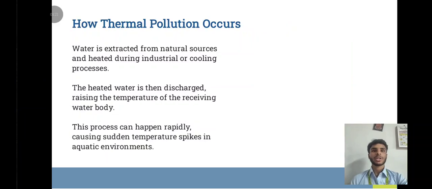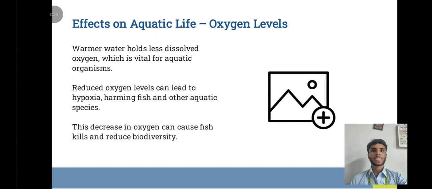How thermal pollution occurs. Water is extracted from natural sources and heated during industrial or cooling processes. The heated water is then discharged, raising the temperature of the receiving water body. This process can happen rapidly, causing sudden temperature spikes in aquatic environments.